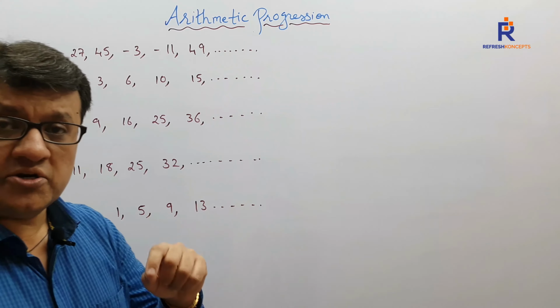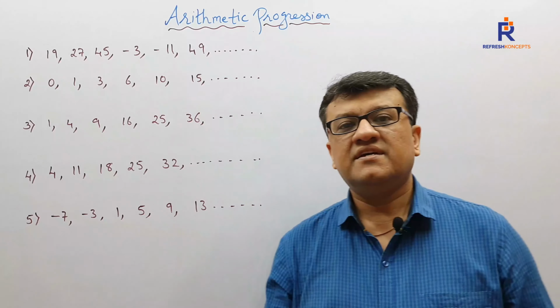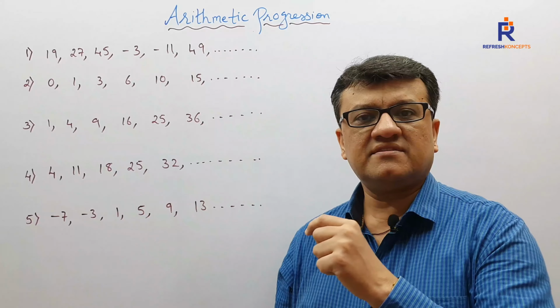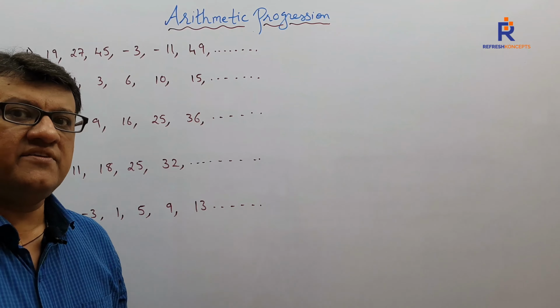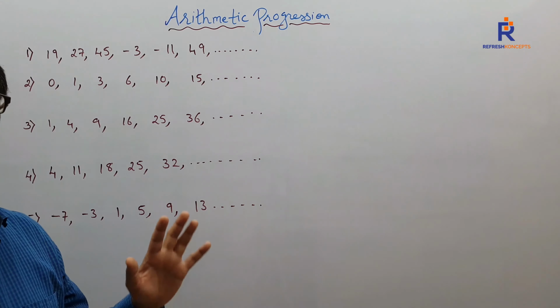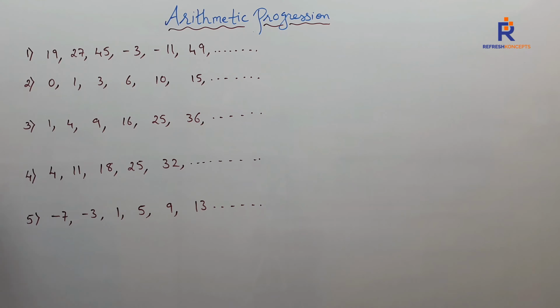In order to learn arithmetic progression, I feel that one should first learn sequence, and after understanding sequence, AP becomes very, very easy. So let's start by understanding what a sequence is, thereafter what an AP is, right? So I've written down some numbers over here.